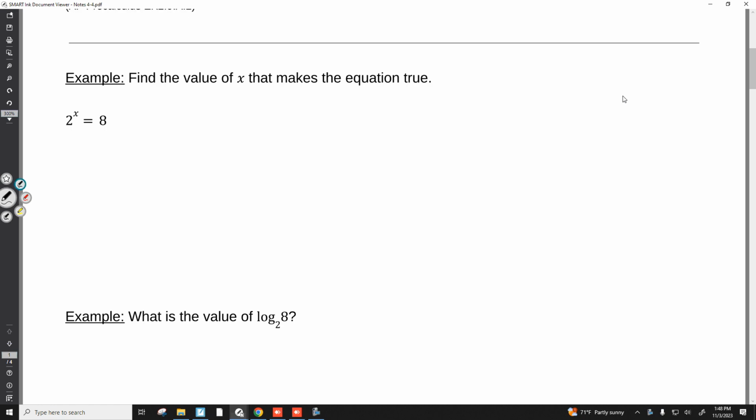Last class, we were introduced to the equation 2 to the x equals 12. We knew that 2 cubed is 8. We knew that 2 to the 4th was 16. We thought that 2 to the 3.5 must equal 12.